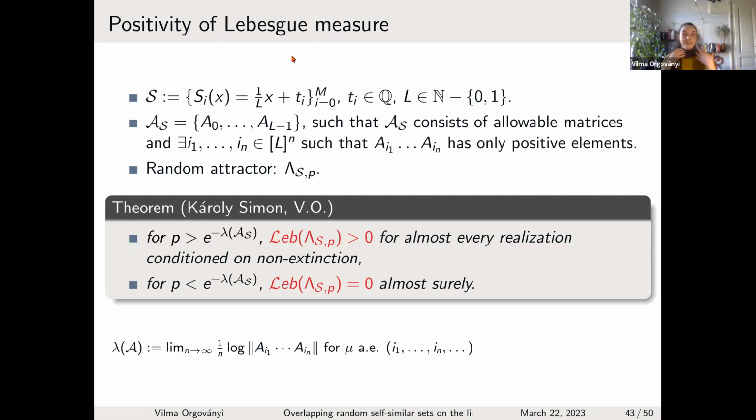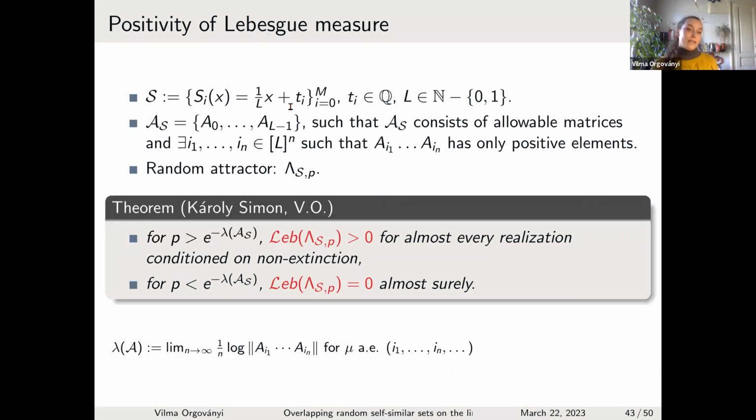So again, what we have is an IFS of the form where all the contraction ratios are 1/L, where L is an integer greater than or equal to 2, and the translations are rational numbers. And assume that we construct our matrices, and all of these matrices are allowable matrices, so each row and each column contains a positive element. Moreover, we have a product of these matrices which has only positive elements.